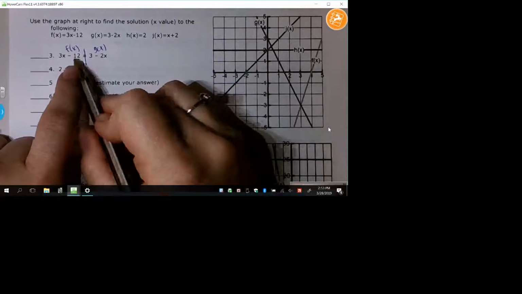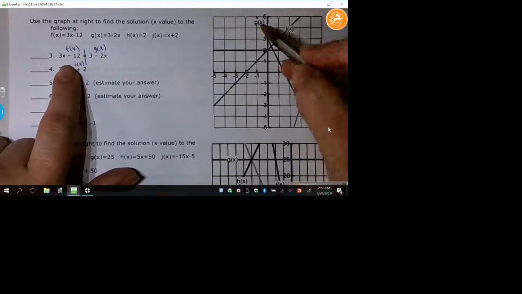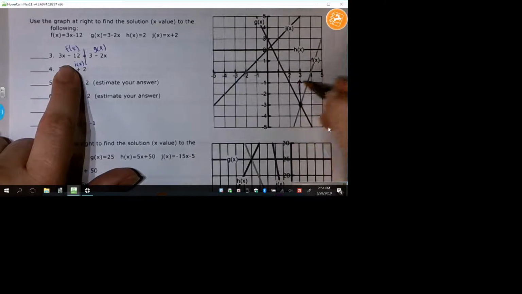So this is saying, where does f of x equal g of x? Well, where are they touching? Here's g of x, and here's f of x. So x equals 3.